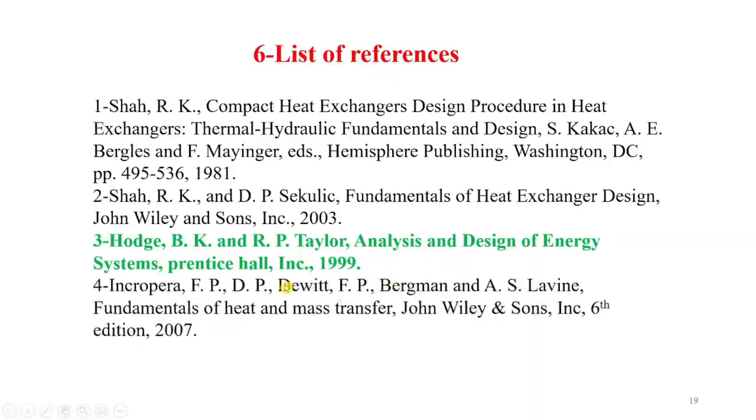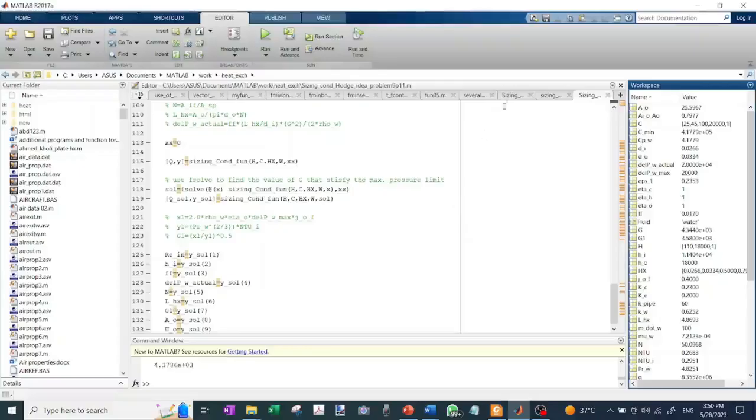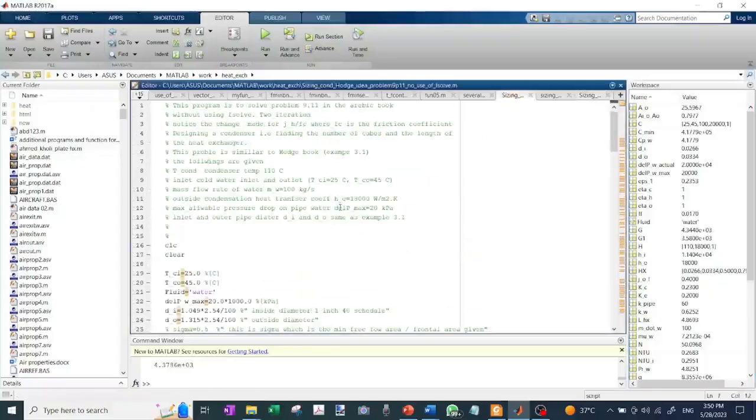Of course we need Incropera for the properties of the fluid, the relation between NTU and effectiveness, and the basic method for heat exchanger design. We can go quickly to show you two MATLAB programs.